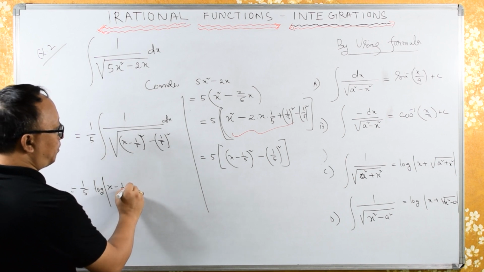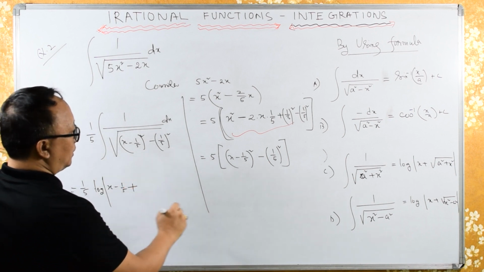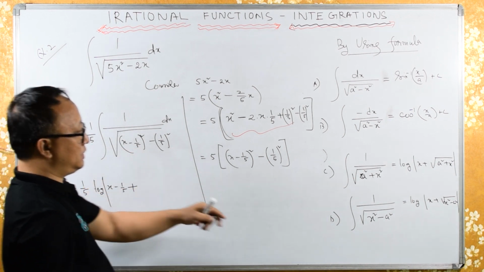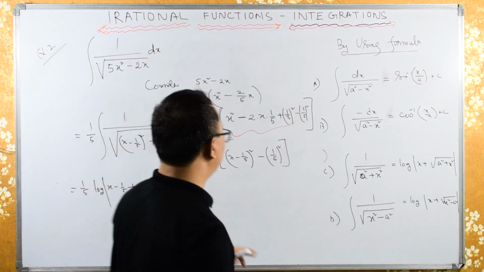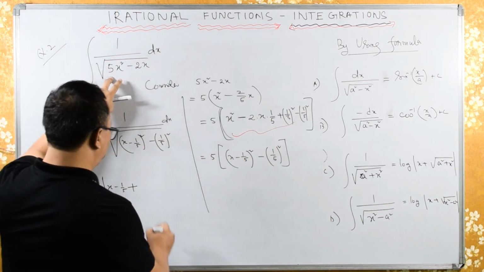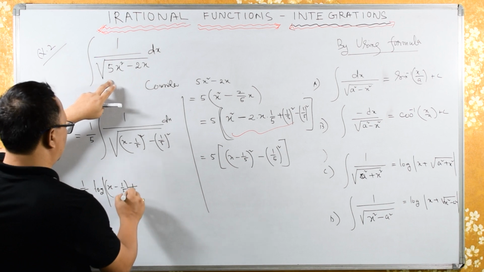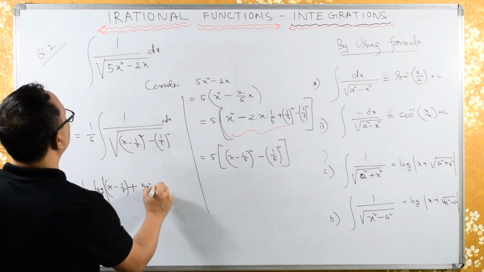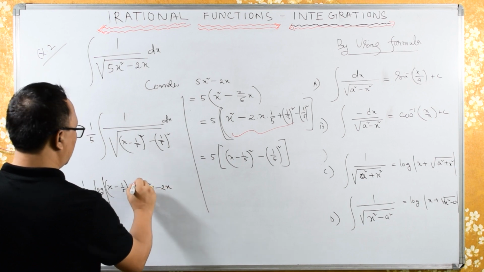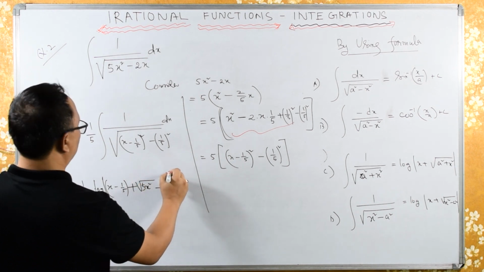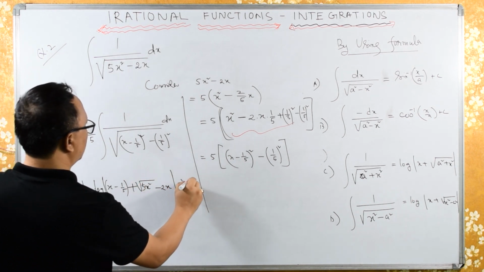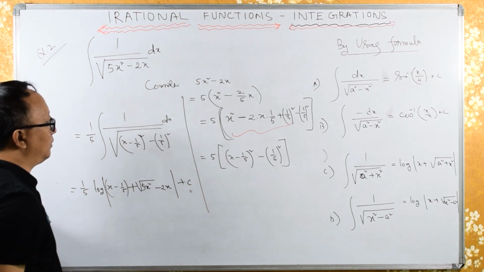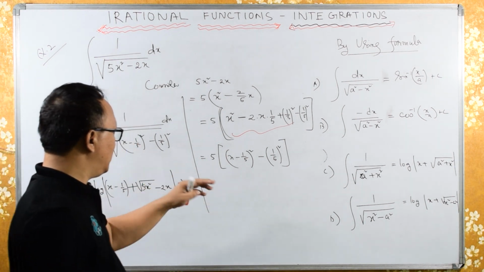x plus this, or this is what? x square minus a square. Here you can keep the square root the same, or you can keep this. Here you can keep 5x square minus 2x square root plus some constant c. This is the easiest way.